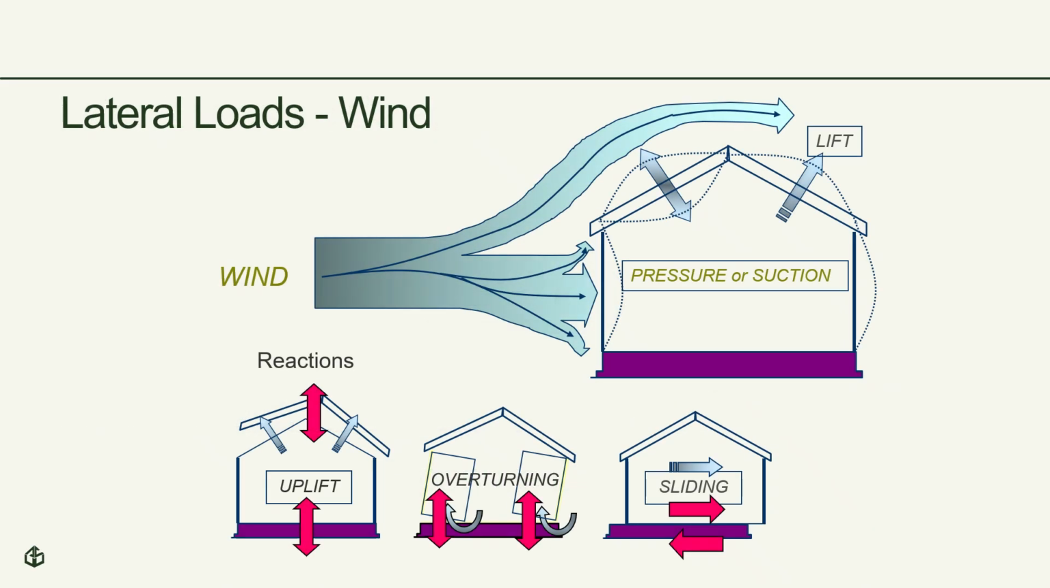Here's an illustration for how wind affects a building. As you can see, as the wind pushes against and passes over the building, it can result in pressure and suction. Some of the reactions that can occur are uplift, overturning, and sliding as the building attempts to resist that load.